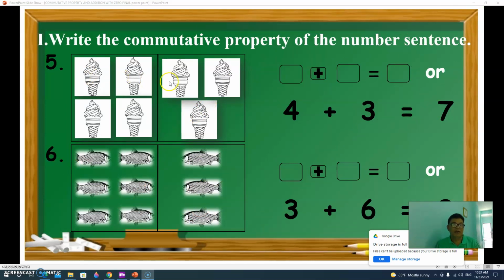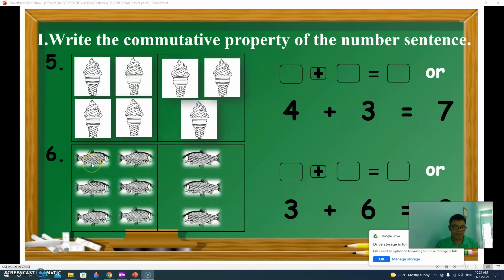For number 5 and 6, we have ice cream here. How many ice creams are there? 4 plus 3, it's written here: 4 plus 3 equals 7. Or you can write here 3 plus 4 equals 7.